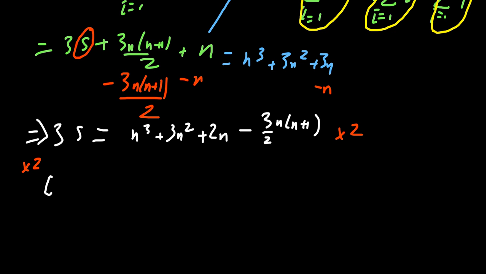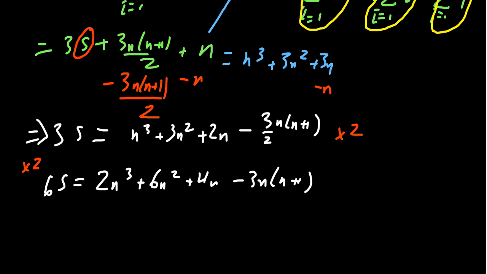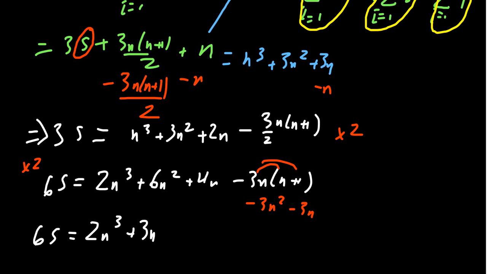So that gives us a 6s is equal to 2n cubed plus 6n squared plus 4n minus 3n times n plus 1. Let's distribute this 3n right here. That's going to give us a minus 3n squared minus 3n. Let's combine those with the other terms we have. So 6s is equal to 2n cubed. 6n squared minus 3n squared gives us 3n squared. And then 4n minus 3n gives us just an n, like so.